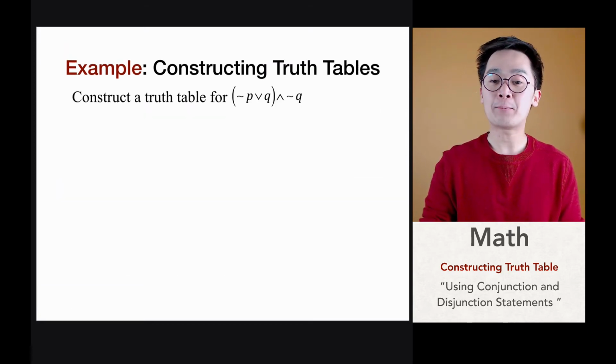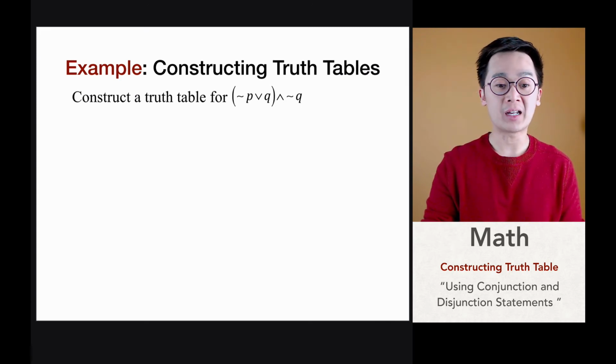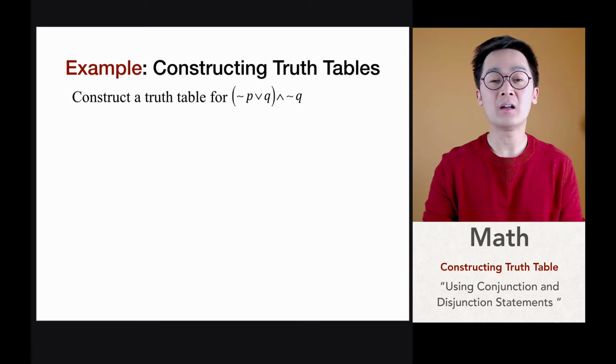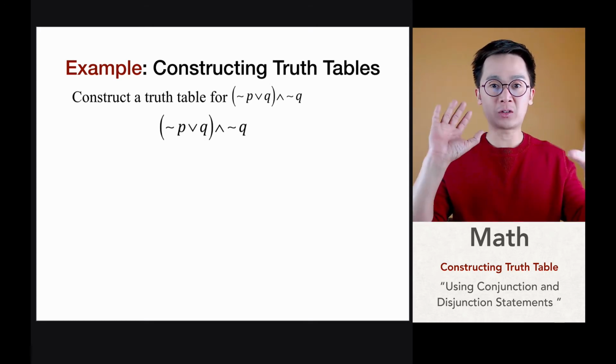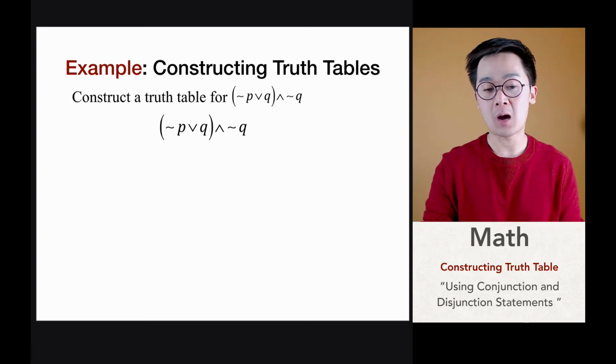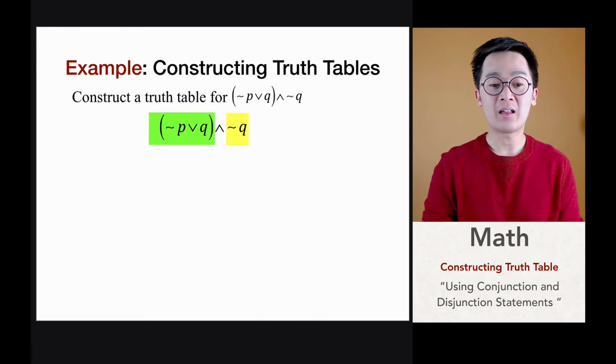So another example of an operation that we could work on and create a truth table out of would be this particular example. Here we have a parenthesis: not P and Q, or not P or Q, parentheses, and not Q. In this case, we can see that we have two groups of statements in this operation. We have the ones inside the parentheses and the negation of Q.